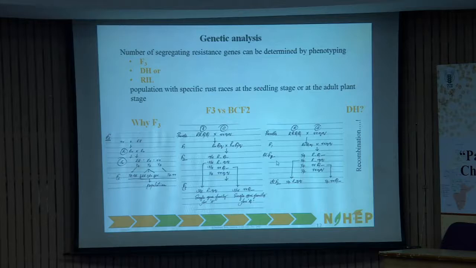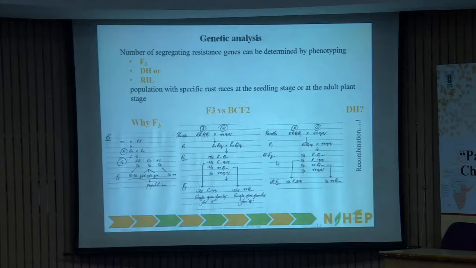There are two genes in one resistant line. You develop a population, F3 or BC1, F2. This is for BC1, F2. So in the F2, what we get in the gametes is 9 out of 16 will be heterozygote for both the genes. Both the genes' resistance will be there.